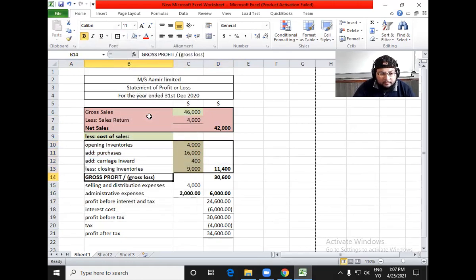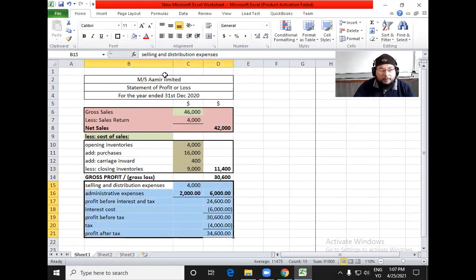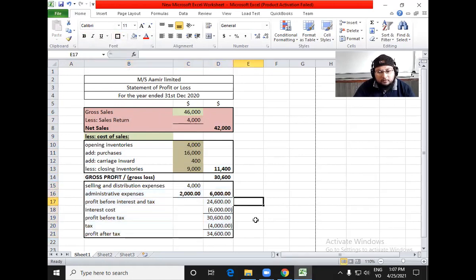And if you are provided with the expenses and you are asked to calculate the net profit, then you will follow this sequence. So remember these particular areas of the statement of profit or loss. I think everything is clear in this context.